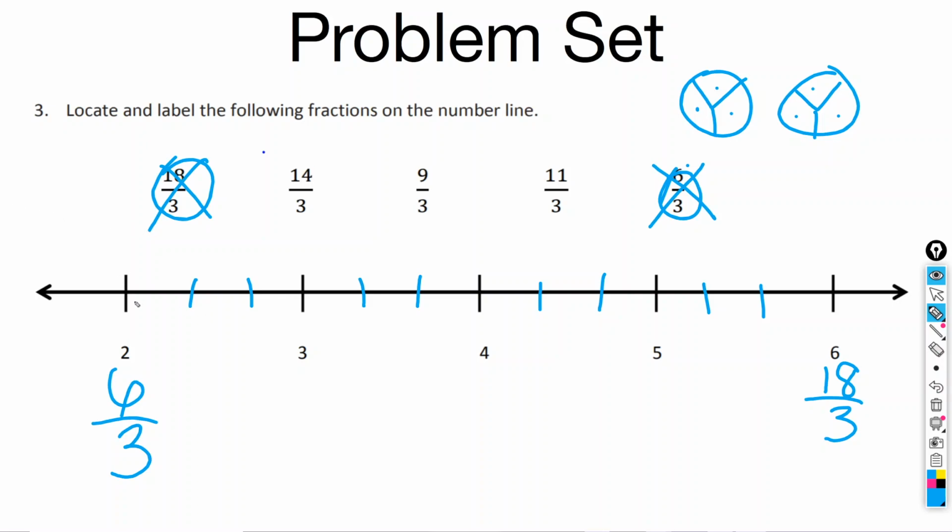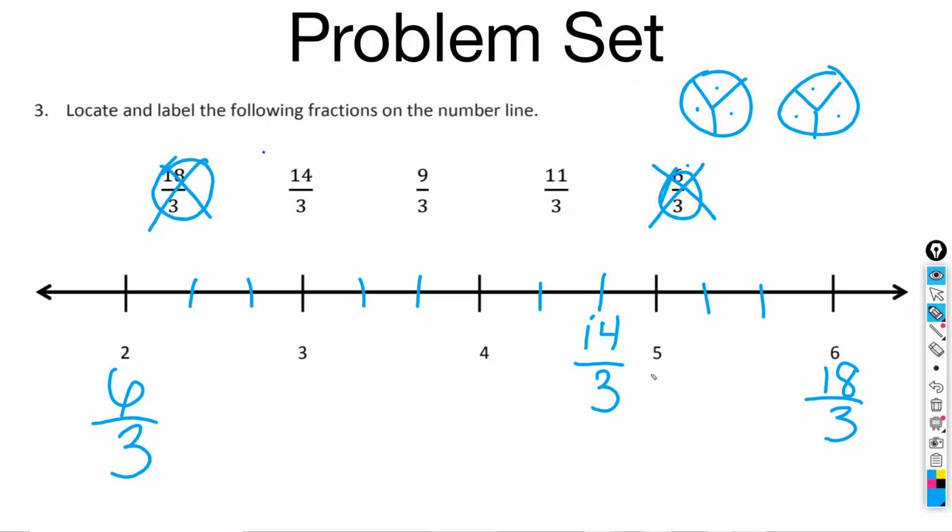So we're going to count. 6, 7, 8, 9, 10, 11, 12, 13, 14. 14 thirds, which is almost 5 wholes.